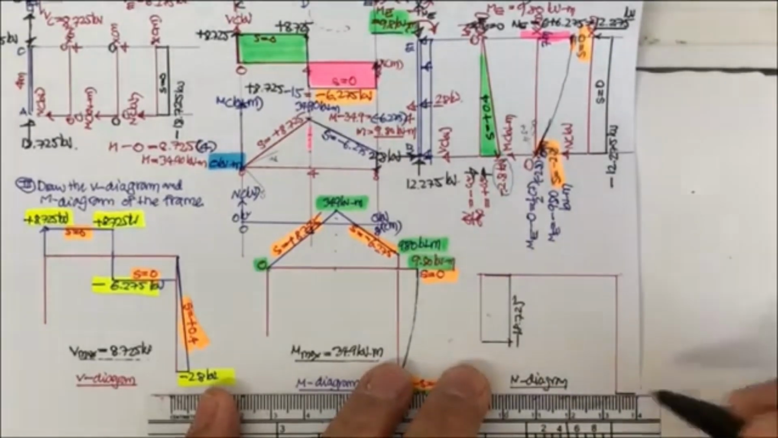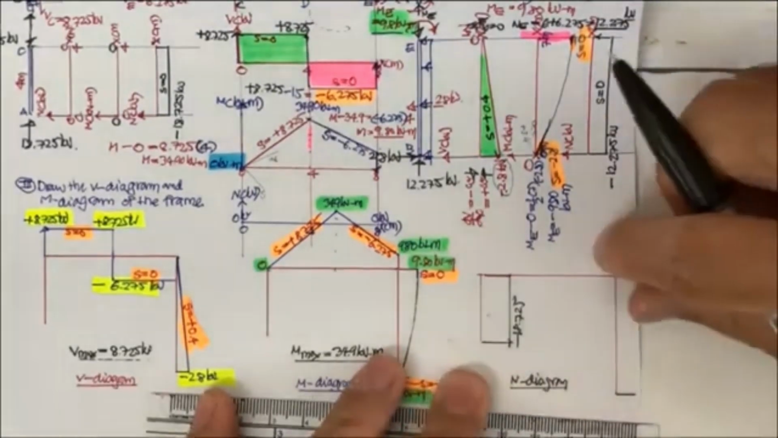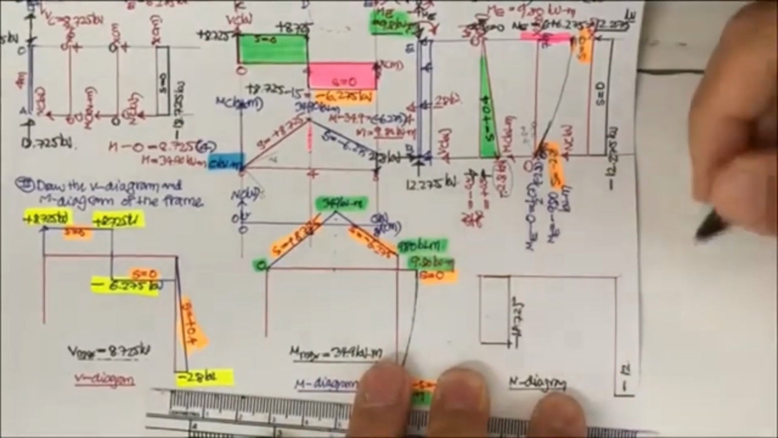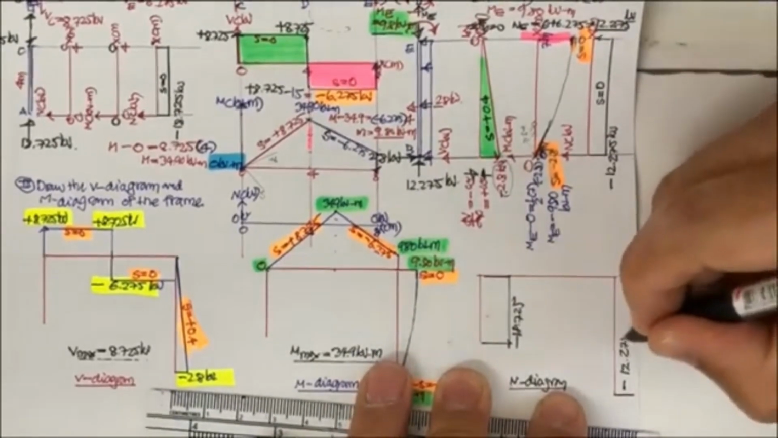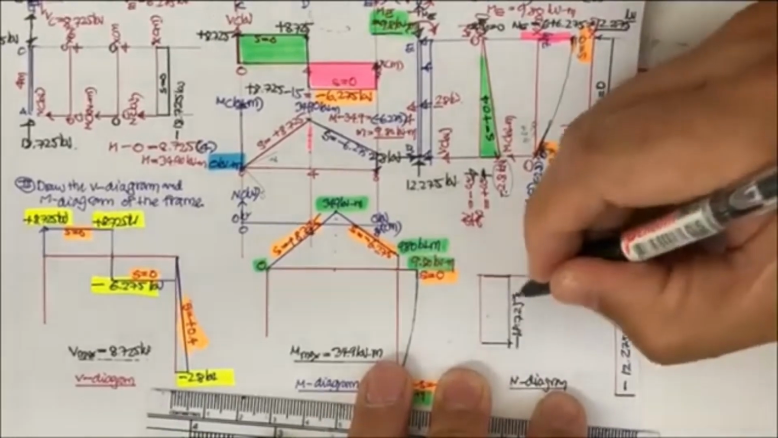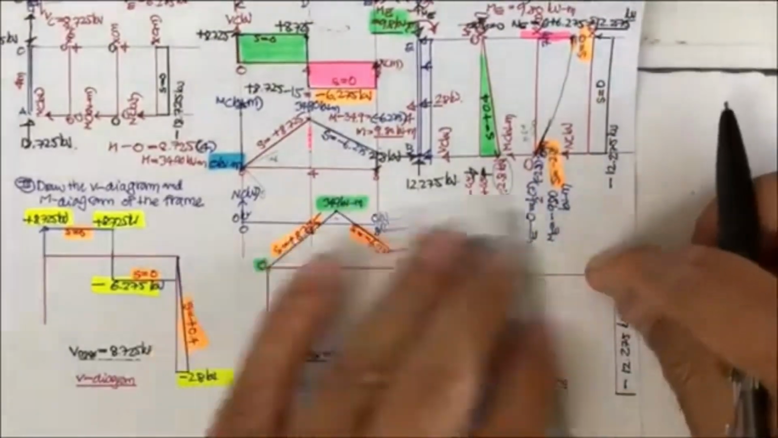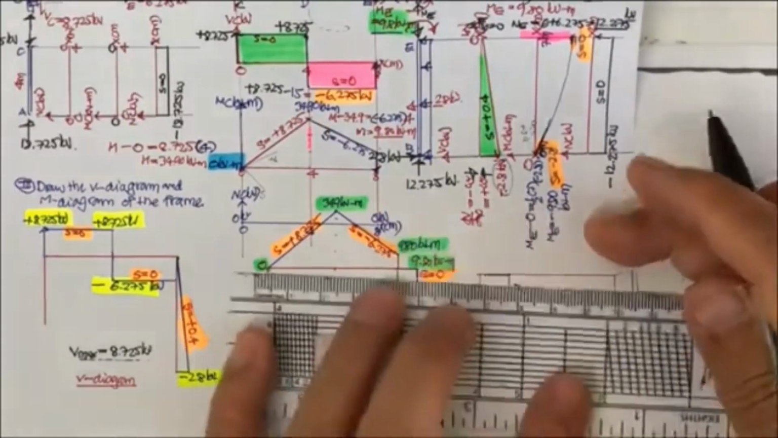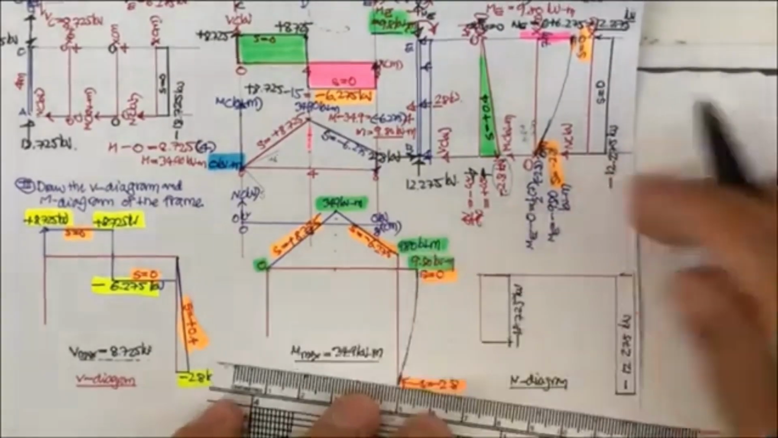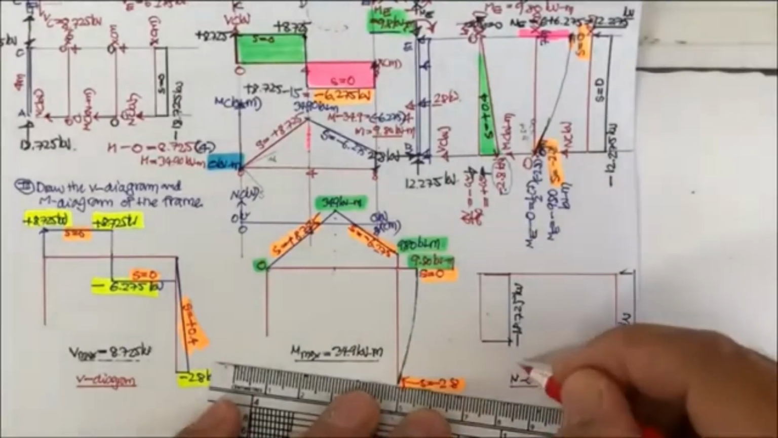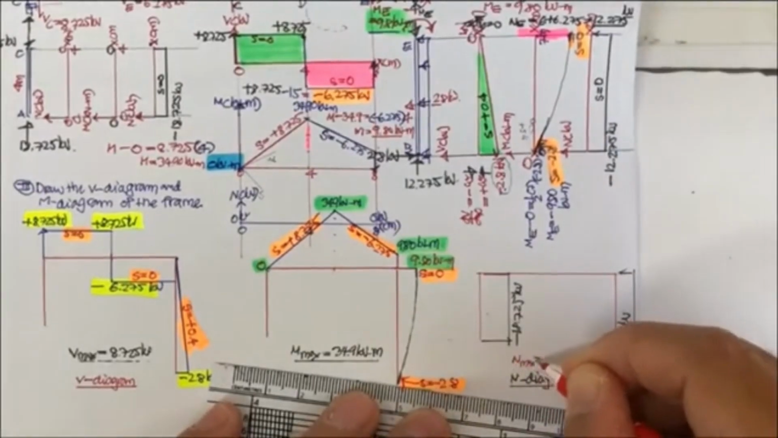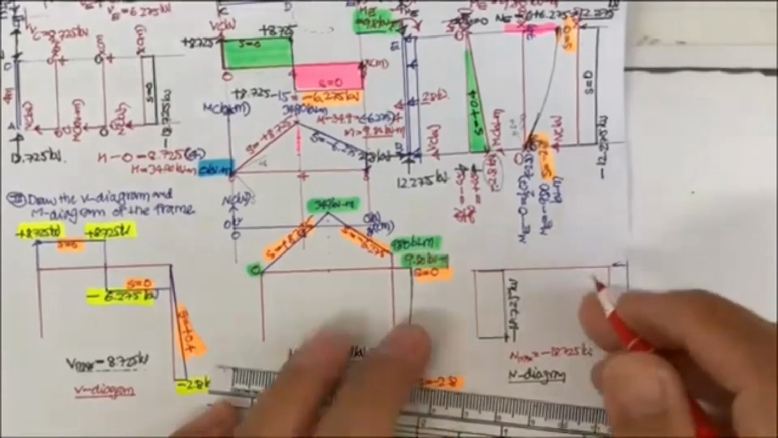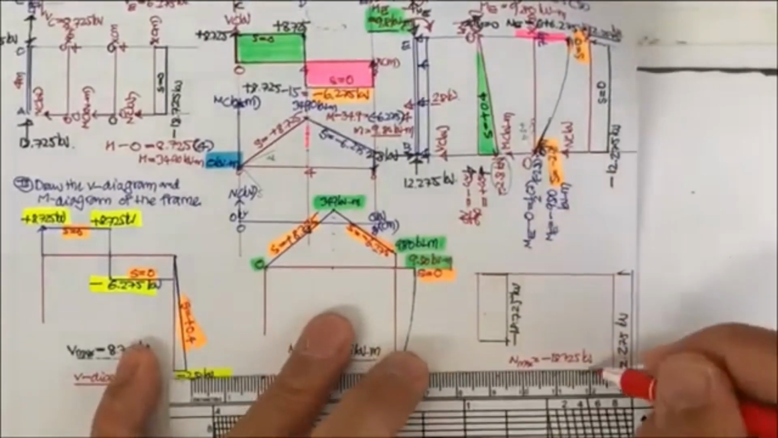Okay, 6 millimeter, and let me put this one for minus 12.725 kilonewton. Let's put the kilonewton here, and the line is going to be like this. Okay, and then it's going to close here, and then we may conclude the Nmax equals minus 18.725 kilonewton. That's going to be the compressive force.